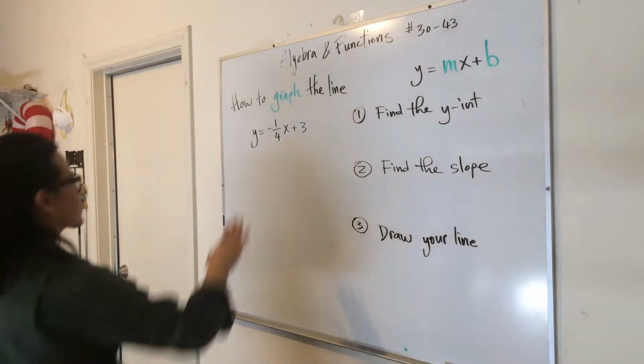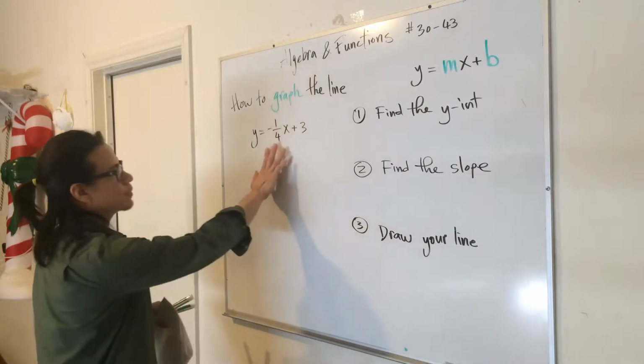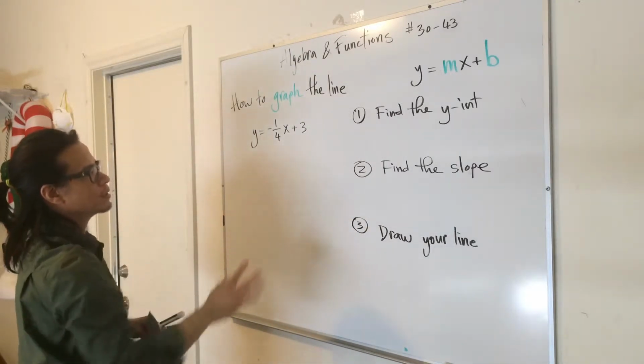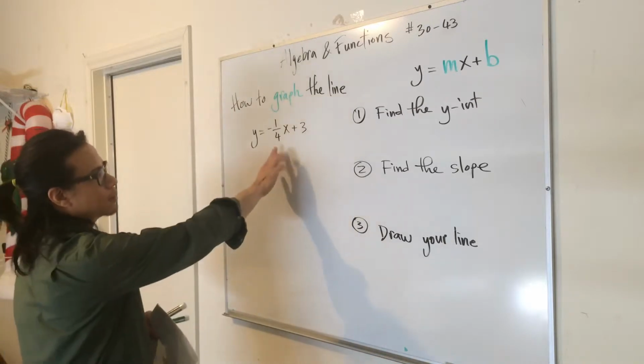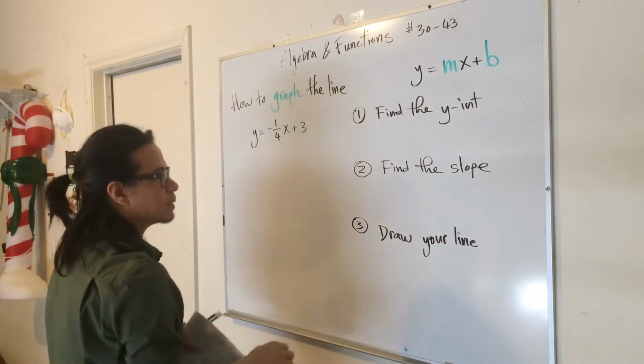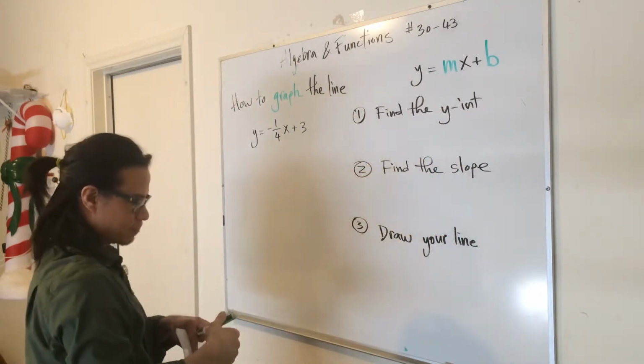Okay, so how to graph? Here's another example of a linear equation. What would the picture look like for this one? So, going to start off again with y equals mx plus b. We're going to identify what the y-intercept and the slope are.